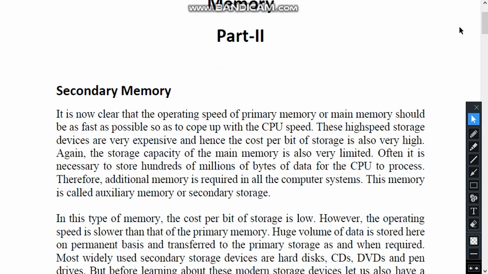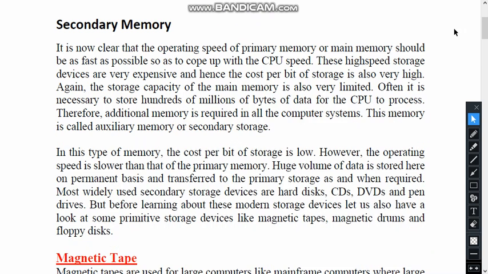So if you compare the secondary memory and the primary memory in respect of size and in respect of speed. In respect of speed, the primary memory is faster as compared to the secondary memory, and in respect of size, the size of primary memory is limited. It can store a limited amount of data, while the size of secondary memory is more as compared to the primary memory. So let's see what is secondary memory.